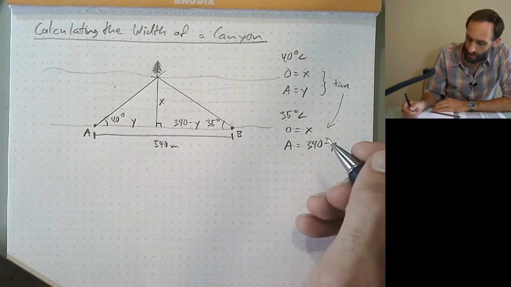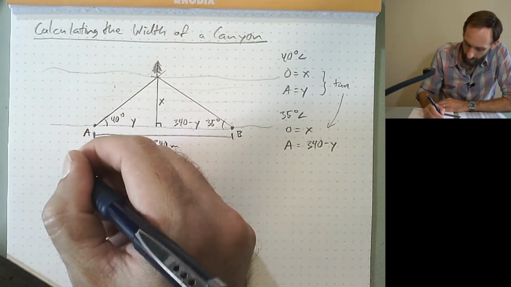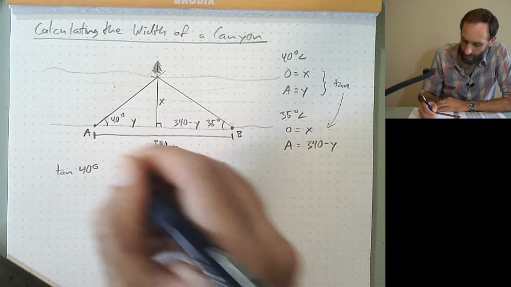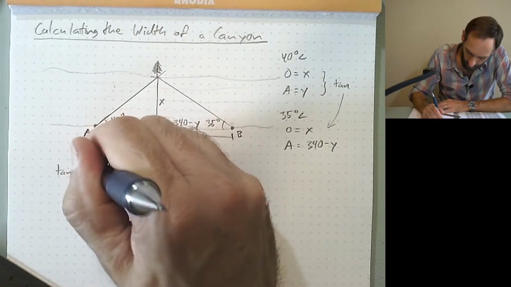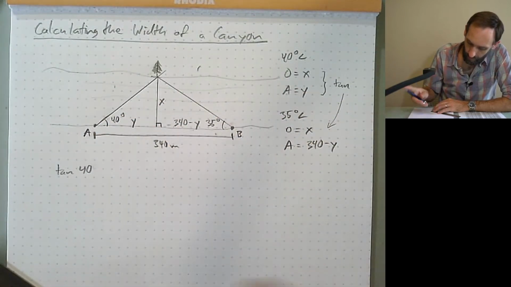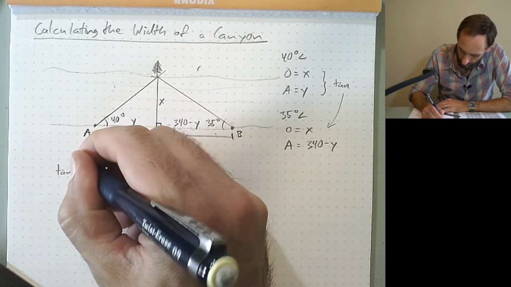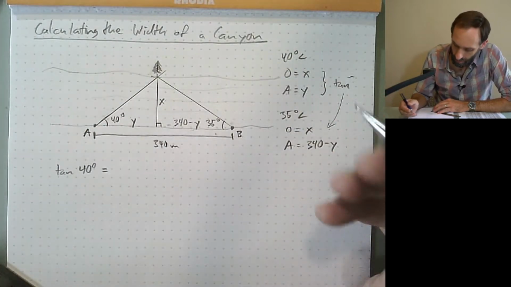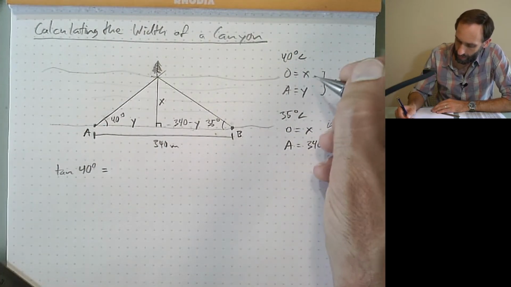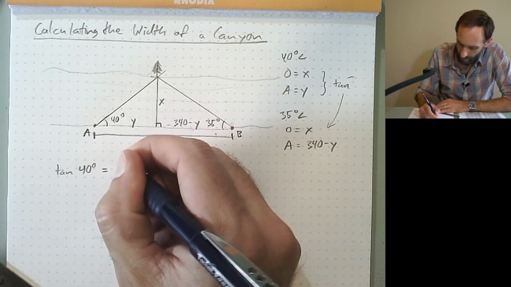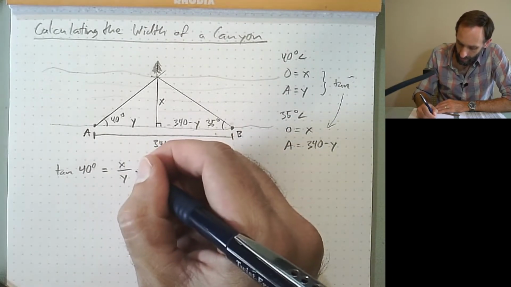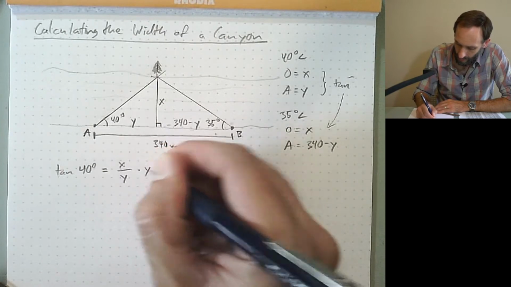Let's set up these ratios. So first off, the tangent of 40 degrees is equal to the opposite length, so x over y. And let's go ahead and multiply both sides by y.